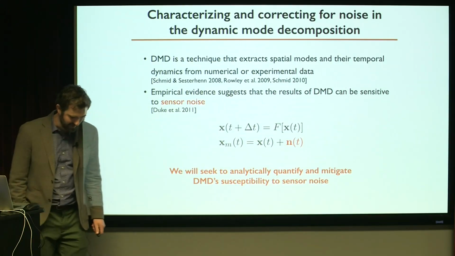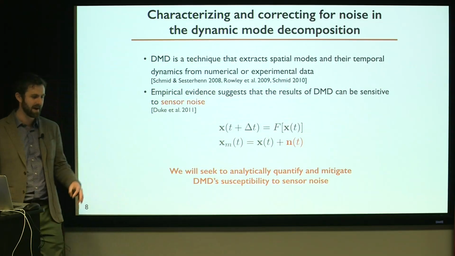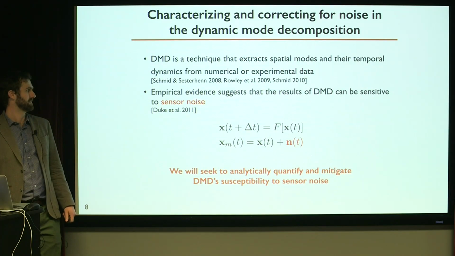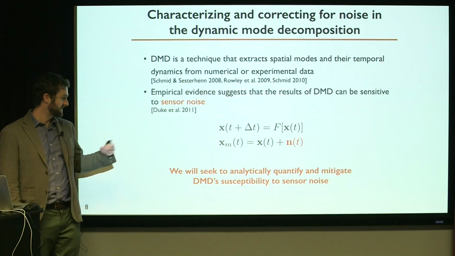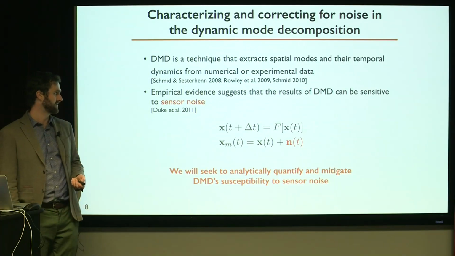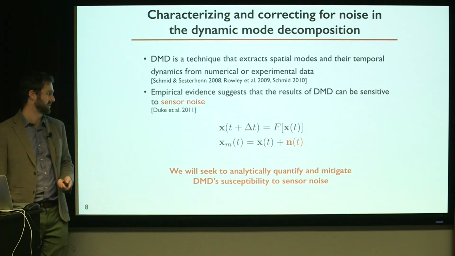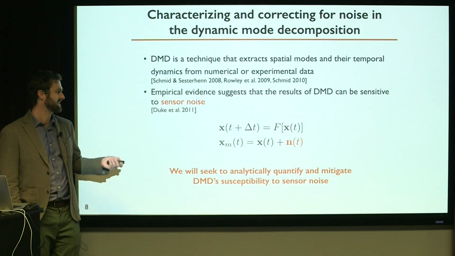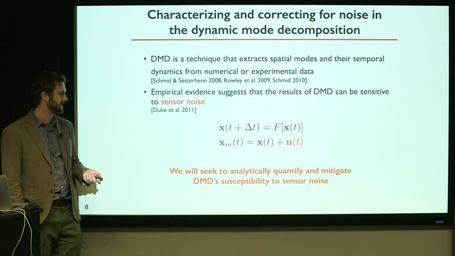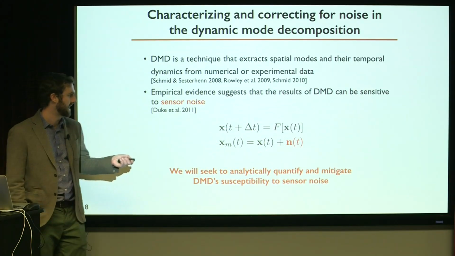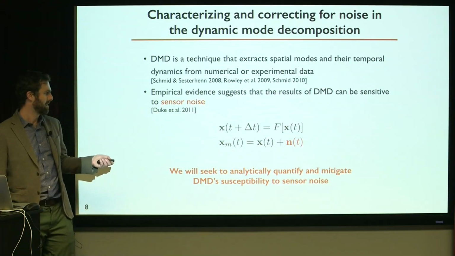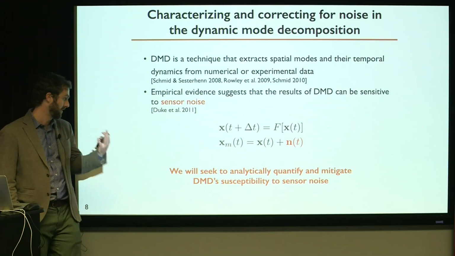I mentioned dynamic mode decomposition, and I'll say a little bit more about what it means algorithmically in a couple of slides. But in the process of using it, we observed something that others had observed as well, which is that it seemed to be quite sensitive to noisy data. In particular, it was sensitive to sensor noise. This is noise which doesn't interact with the true state of your system, which I'm now calling X, but is a function of having imperfect measurements.